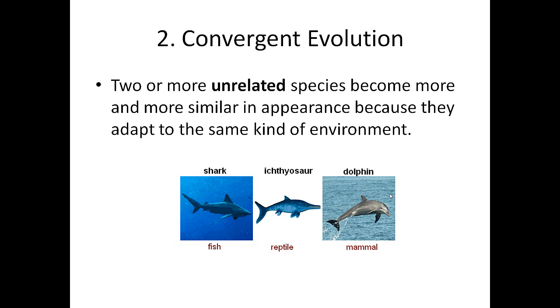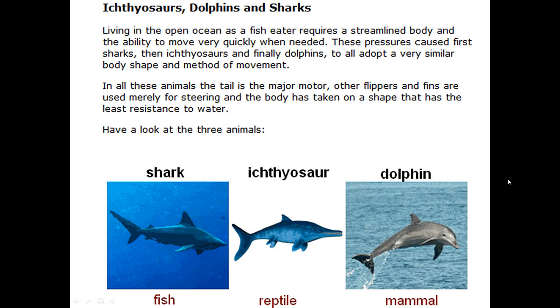They have a streamlined body shape, they have the dorsal fins, the pectoral fins. However, a shark is a fish, the ichthyosaur is a reptile, and the dolphin's a mammal. No common ancestor, not related at all, yet they look alike. Convergent evolution. The third pattern of evolution is called co-evolution.